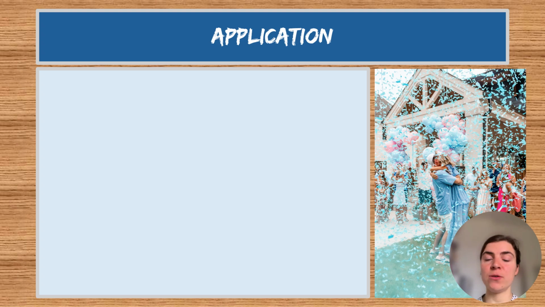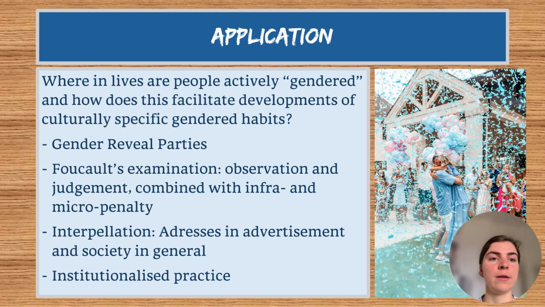Now, before I close this session, I want to have an application task for you. And I'm sorry because the bullet points appear in the wrong order, so I'll just have to look at when the question is the last thing to appear. The question would be, where in our lives are people actively gendered, and how does this facilitate developments of culturally specific gendered habits? And some examples would be gender reveal parties.